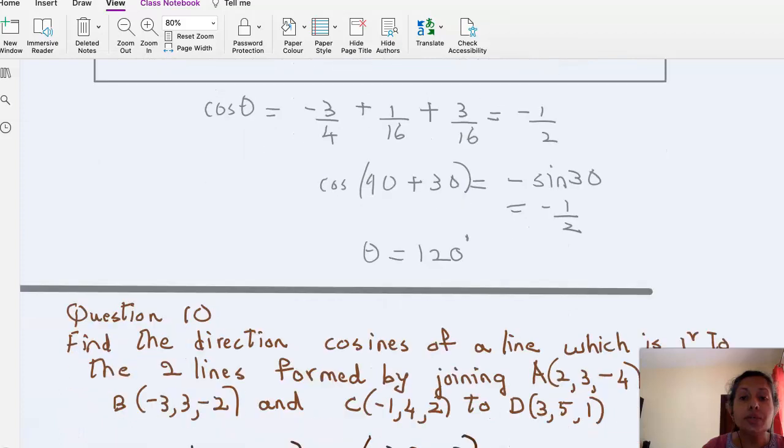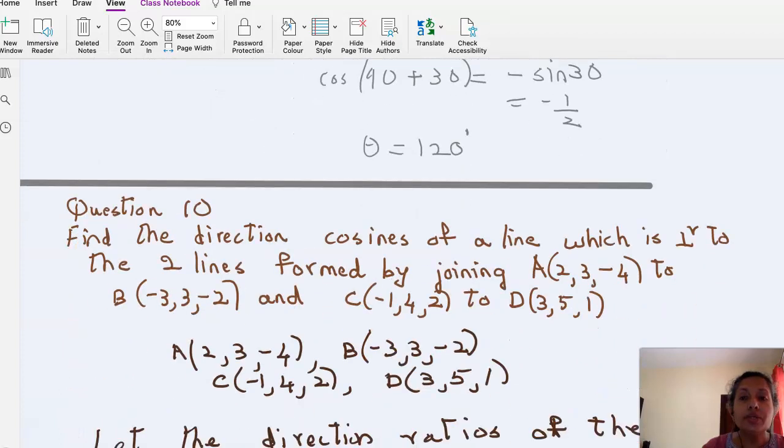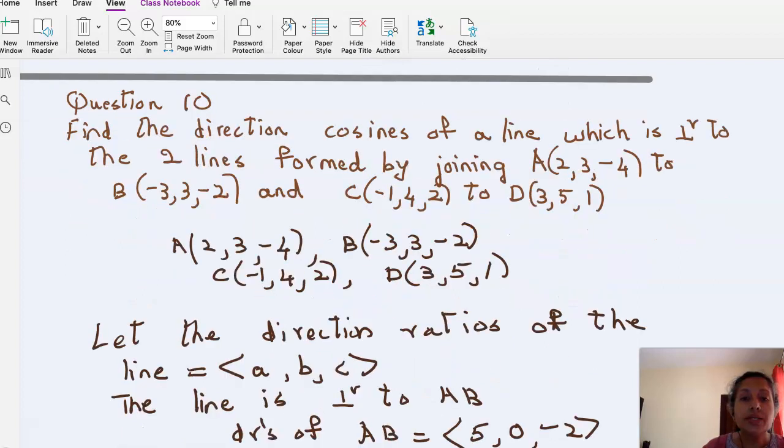The next problem. Find the direction cosines of a line which is perpendicular to the two lines formed by joining A (2, 3, -4) to B (-3, 3, -2) and C (-1, 4, 2) to D (3, 5, 1). So how will you do this? You are given A and B, C and D. So first find the direction ratios of the line AB.